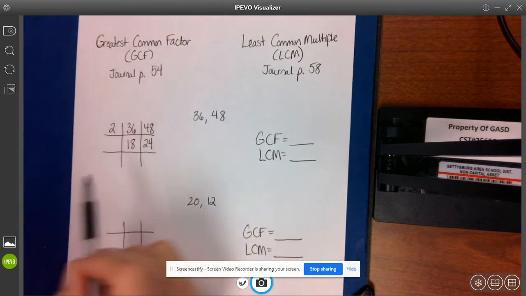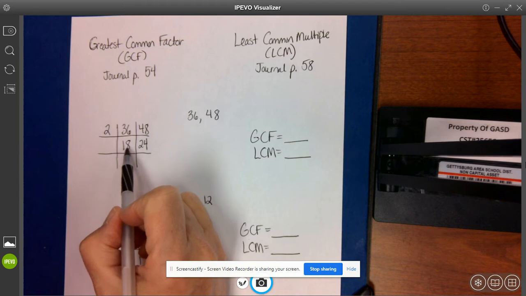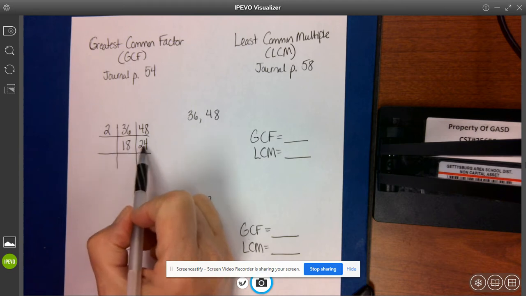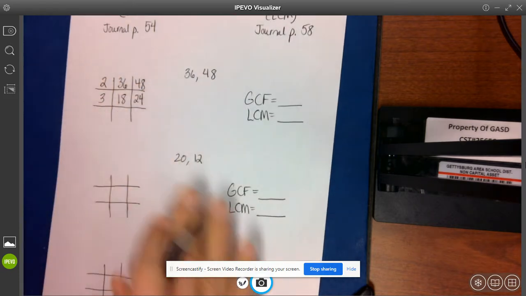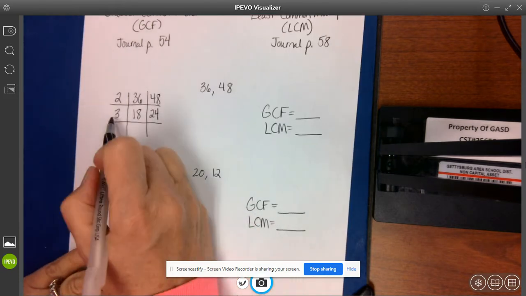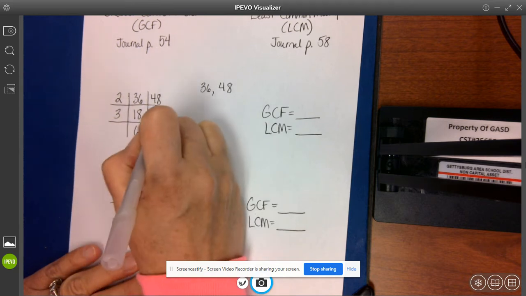In my divisibility rules, I know that I can divide both of these by 3, because 1 plus 8 is 9, 3 can go into 9. 2 plus 4 is 6, 3 can go into 6. So I'm going to divide this by 3. So 3 is going to be a factor. 18 divided by 3 is 6. 24 divided by 3 is 8.